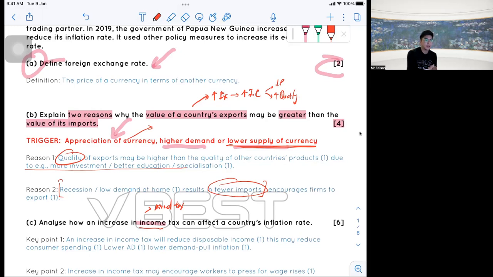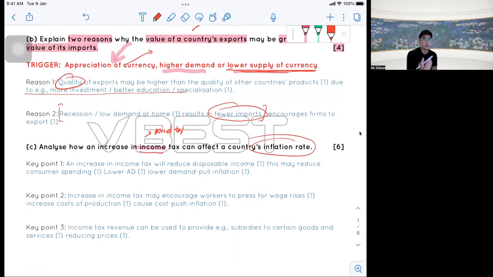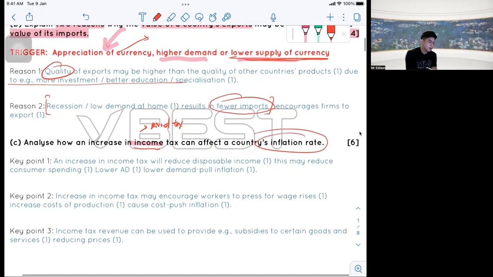So how will income tax affect the country's inflation? Inflation has two types, demand pull and cost push. This one is mainly demand pull. Higher AD, and then you have high inflation. For a 6 mark question, normally I will put three points instead of two. If this is the mark scheme answer, you can see that it's already 1, 2, 3, 4, 4 marks for one sentence. But I do not do this all the time because I encourage students to write more points instead of more elaboration.